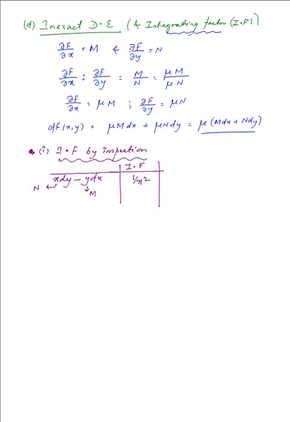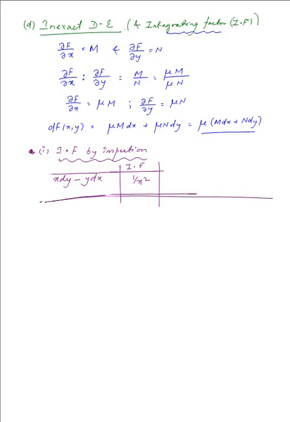So del M by del y is going to give me minus 1, while del N by del x is going to give me plus 1. So they are not equal, and hence this is not an exact equation. So we multiply it with an integrating factor, let us say of the form 1 by x squared, and what do we end up with?